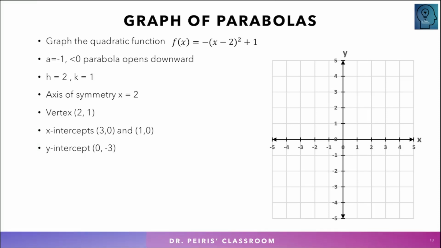Now let's draw the axis of symmetry first, which is at x equals 2, and the vertex is (2, 1). So here is the vertex. The x-intercepts (3, 0) and (1, 0). The y-intercept (0, -3). So you can see how the points look. They are basically going down, which makes sense because we know that the parabola opens downward. Now we simply draw the parabola. So this is a parabola which opens downward.